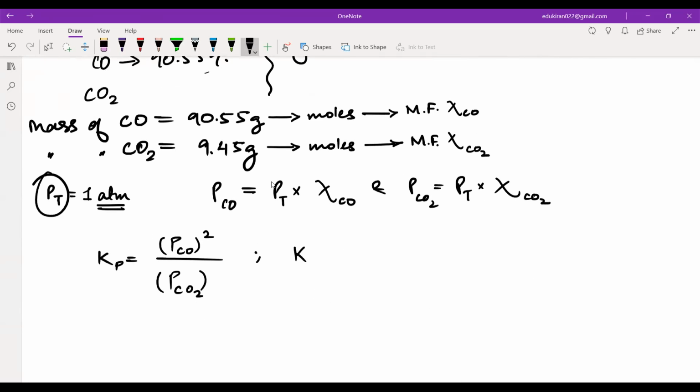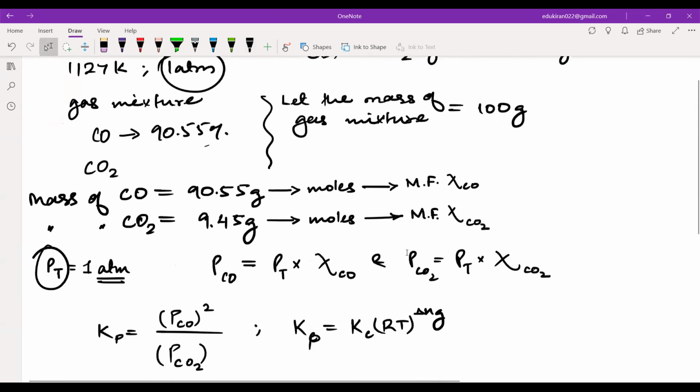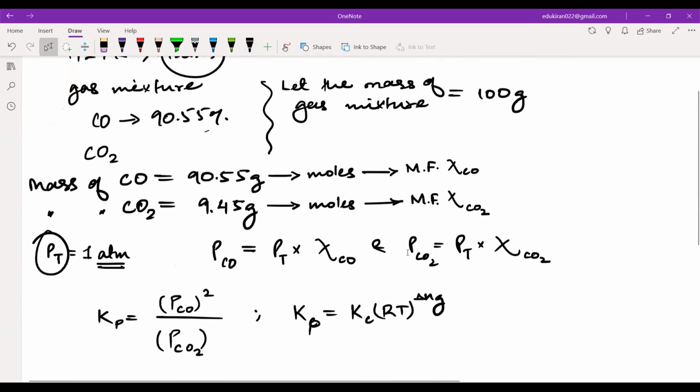Then you know the relationship that Kp is equal to Kc into RT to the power delta Ng. Okay. I know, I understand it is very long. It's going to be very long because you have to calculate moles and mole fraction, then the partial pressure. Then again, you have to calculate the Kp. From Kp, you have to calculate the Kc, and it's not going to be very easy because you have to do here R. And what will be R here?